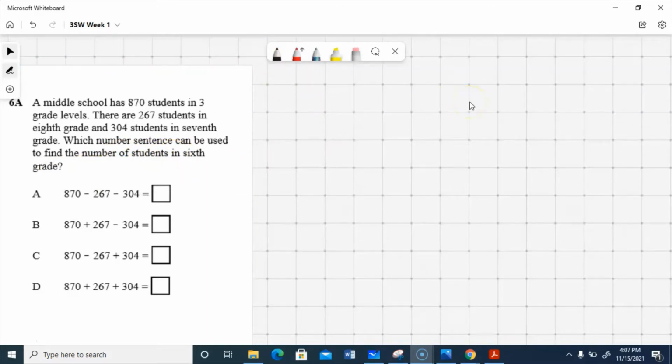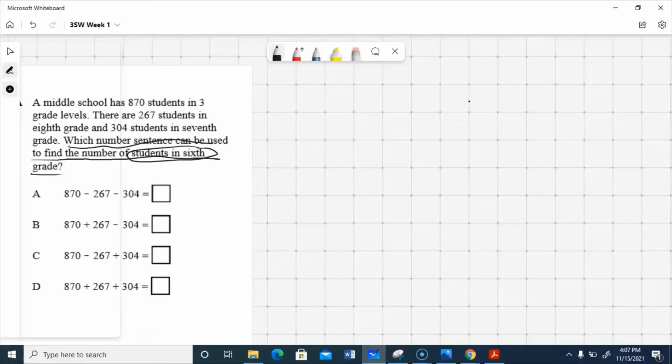So, in order to do that, I'm going to go ahead and make sure I understand what the question is asking. So I'm going to underline the question right there. And it is, which number sentence can be used to find the number of students in the 6th grade? So I'm trying to find out students in the 6th grade. That's what I'm really trying to find out.